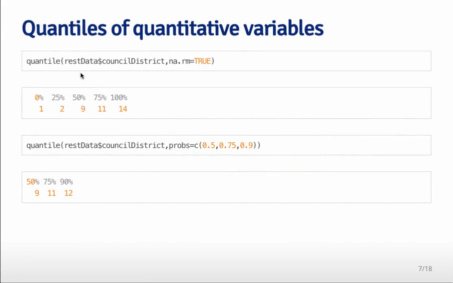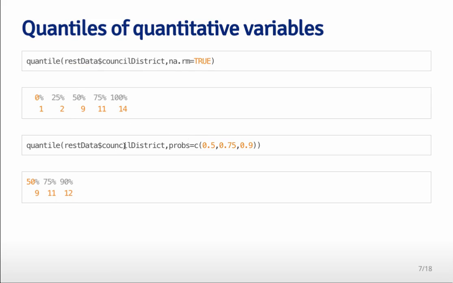You can use quantile to look at variability in quantitative variables. So for example, if I look at the quantile of the council district variable, I see that the smallest value is 1, the top value is 14, and the median value is 9.